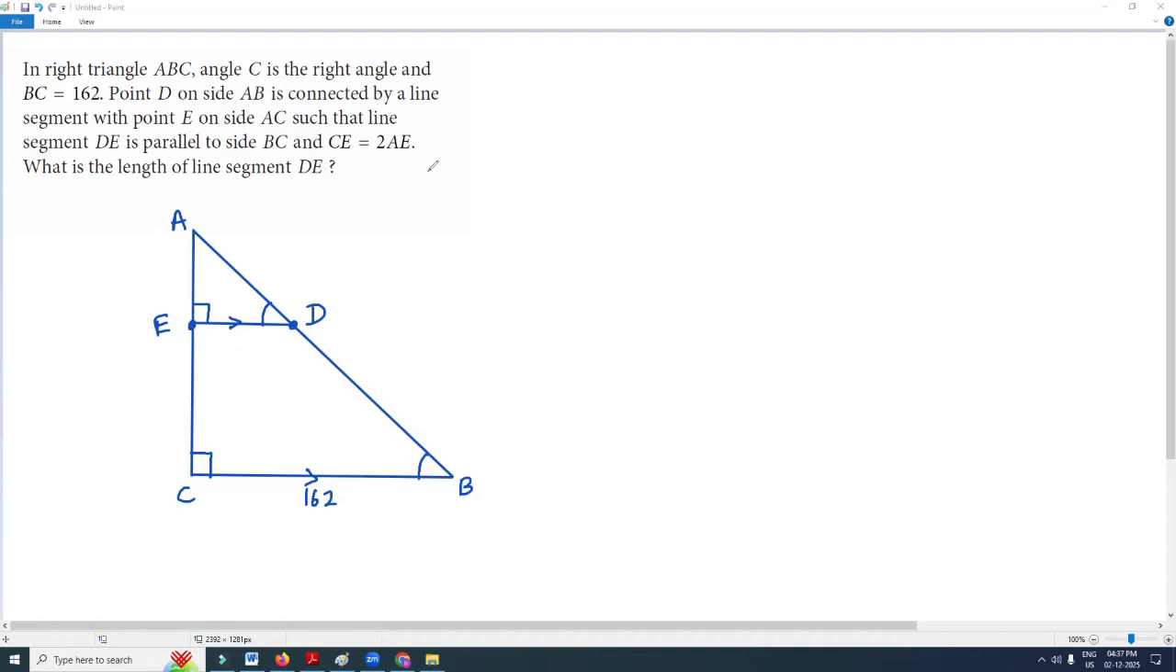Okay, now let me take the vertices of the bigger right triangle, that is triangle ABC. Now let me write the corresponding vertices in the smaller right triangle ADE. And A is the common vertex for both the triangles. Since I have taken A at first, let's take A over here. And in the bigger right triangle, I have taken B. So for B, the corresponding vertex in the smaller right triangle is D. And the third vertex is E, the smaller one.